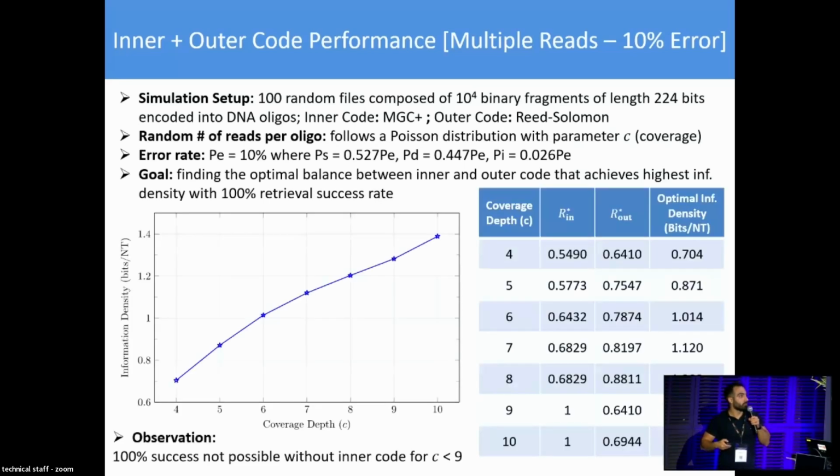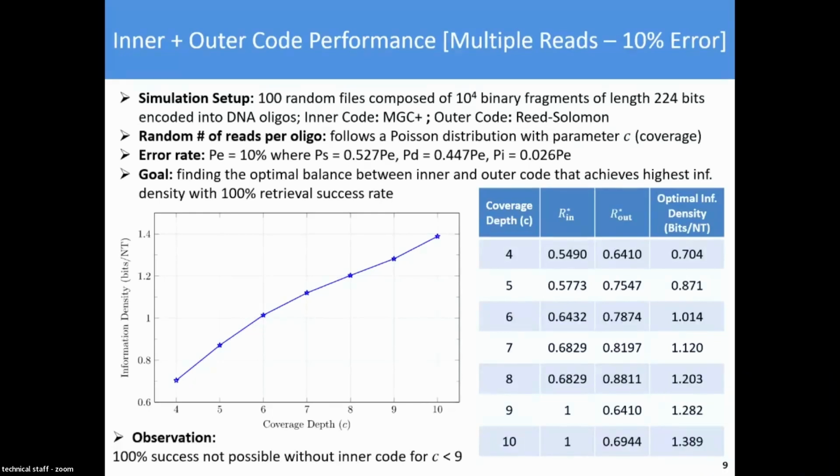Okay, so here I'm showing you results for each value of the coverage depth. What is the optimal balance between the inner code and the outer code that allows us to achieve 100% success rate in terms of decoding? Intuitively, as you increase coverage depth, you are able to achieve better information rates. That's very intuitive. But it's also important that for this particular setting, for coverage depths less than 9, we were not able to achieve 100% decoding without using an inner code. So this shows why the MGC plus code can be important as an inner code in DNA storage.